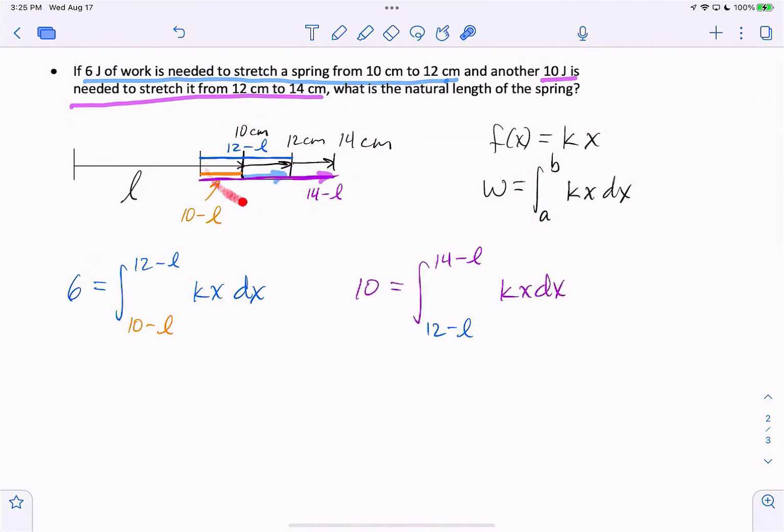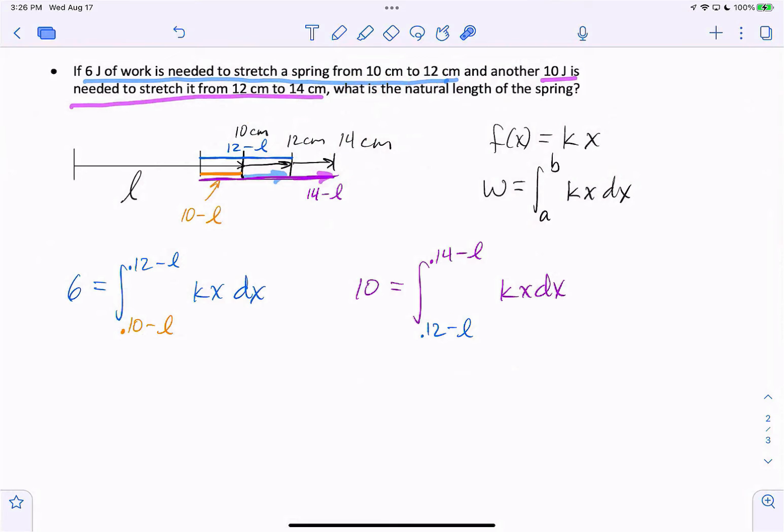Folks, all this is in centimeters, so these need to all be in meters. Therefore, I need to write this as 0.14 minus L, and these should both be 0.12 minus L and 0.1 minus L. Or 0.10 minus L, I don't care. Anyway, they should be in meters. My bad there. Now, these are possibly the weirdest equations we've ever seen because we have kx dx, it's an integral, but the thing that we're after, the natural length of the spring, L, is in the limits of integration. Totally weird.